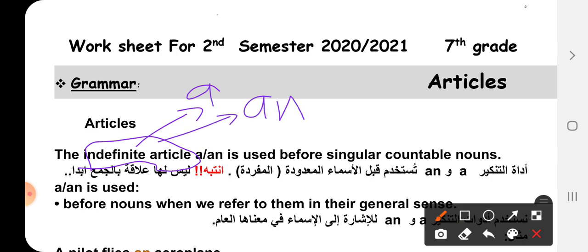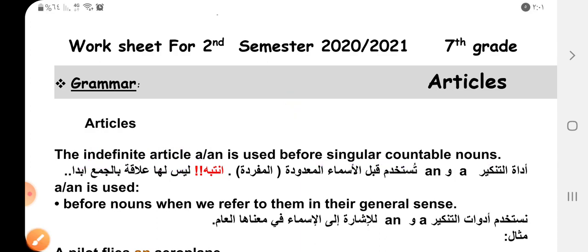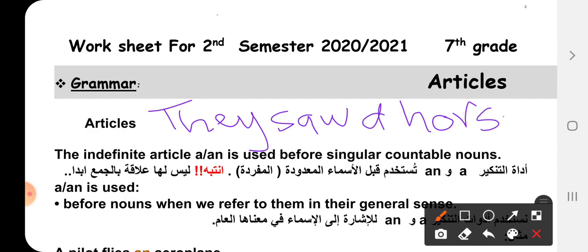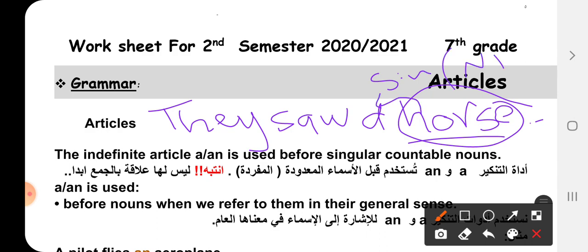When we use a or an, it is used before singular countable nouns. Okay, before singular countable nouns. Look at this example: they saw a horse, etc. Now, a horse, it's a singular countable noun. So horse here is a singular noun, so we use a.